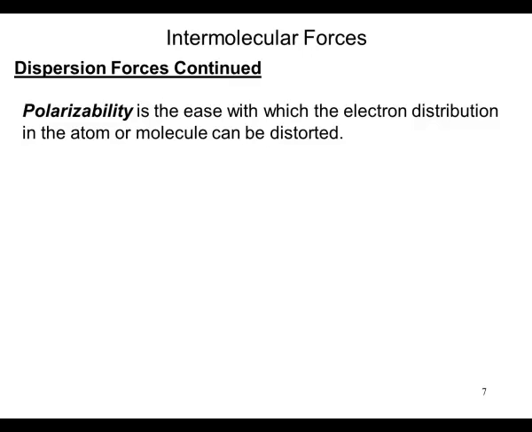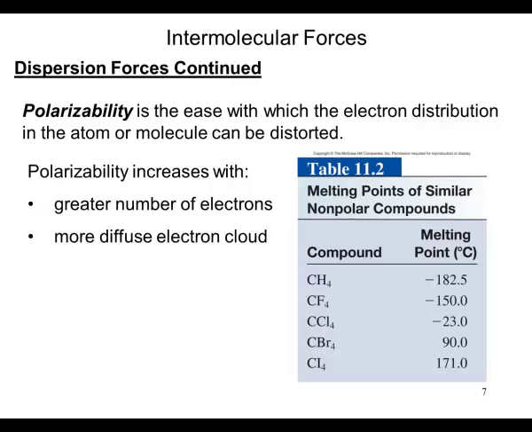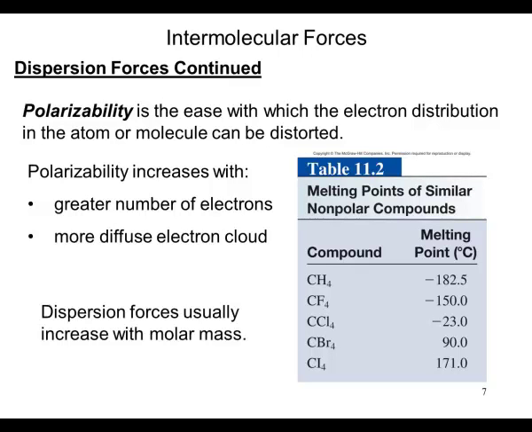Polarizability is the ease with which the electron distribution in an atom or molecule can be distorted. Polarizability increases with the greater number of electrons and the more diffuse the electron cloud. Dispersion forces usually increase with molar mass. Look at the compounds methane, carbon tetrafluoride, carbon tetrachloride, carbon tetrabromide, and carbon tetraiodide. As the mass increases, the melting point increases.